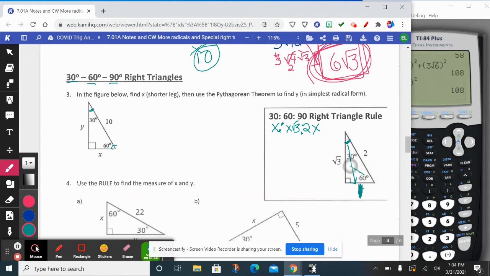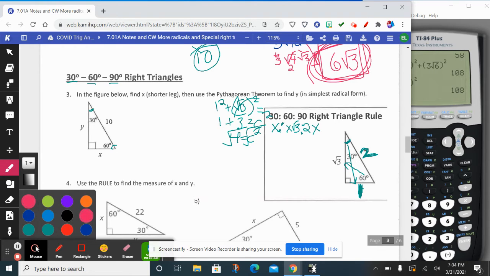And across from 60 is the square root of 3. Well, if I put 1 squared plus square root of 3 squared, that's always going to equal 1 plus, well, the square root of 3 squared becomes 3, equals c squared. 4 is c squared, makes that hypotenuse 2.